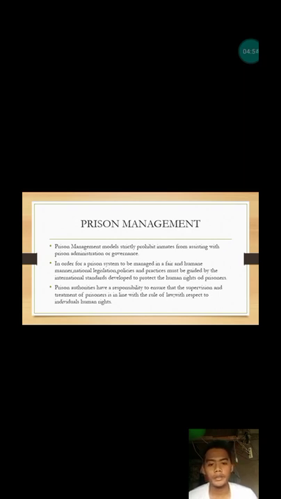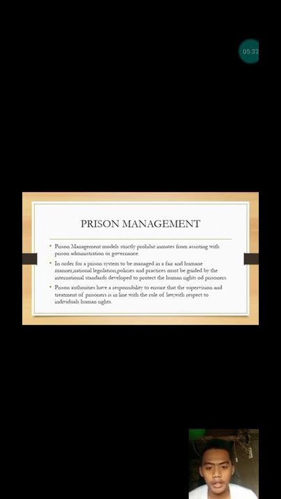In order for a prison system to be managed in a fair and humane manner, national legislation, policies, and practices must be guided by the international standards developed to protect the human rights of prisoners. So, in order for the prisoners to be managed, the national legislation, policies, and practices must be guided by the international standards developed to protect the human rights of prisoners.